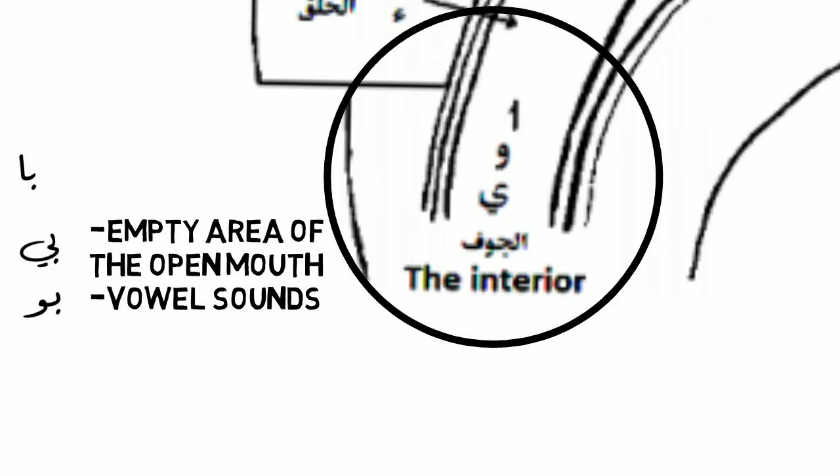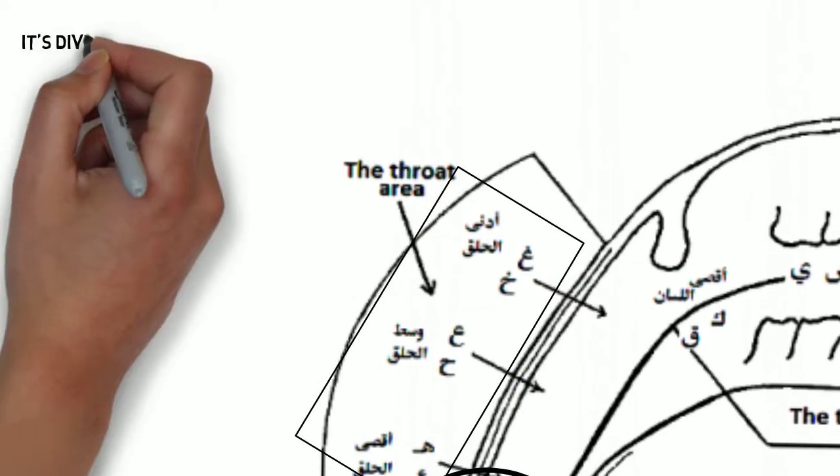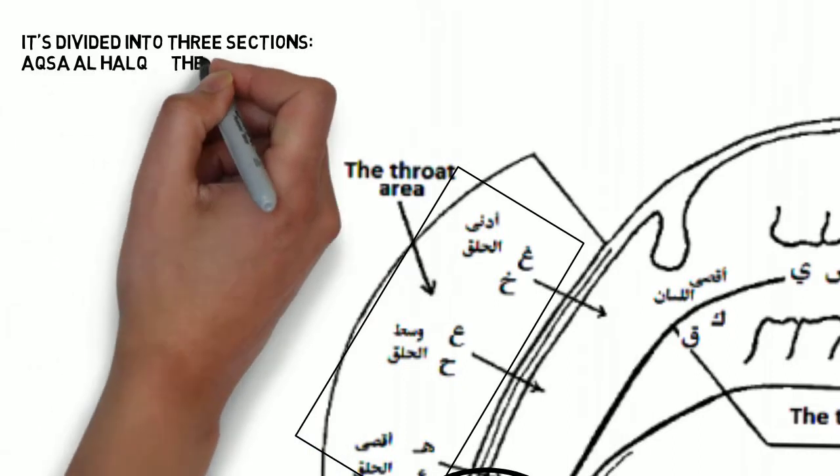Ba, bi, bu. It's really the same as the English vowels. They also originate from the interior, so o. They all originate from there. And then we go to the throat method. It's divided into 3 sections.